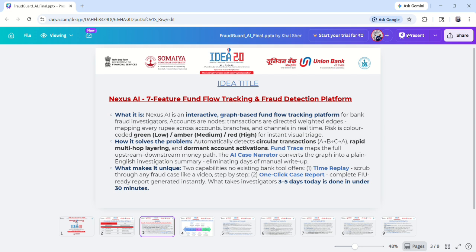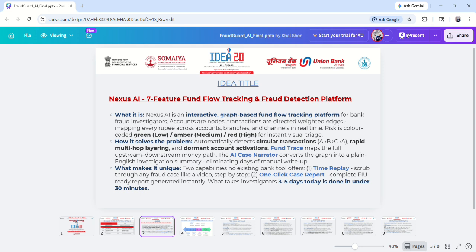What is Nexus AI? It is a smart and graph-based fund flow tracking platform which is designed to help the bank to detect fraud investigators faster and more accurately. How does it work? It works by turning complex banking transactions into a visual graph where accounts are shown as nodes and money as connections or edges. This allows the investigators to see the complete flow of money in real time instead of manually checking the whole records.